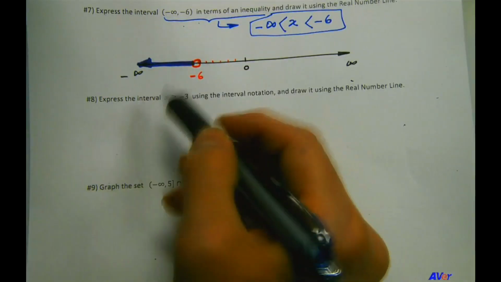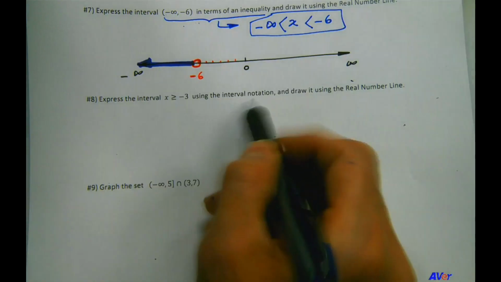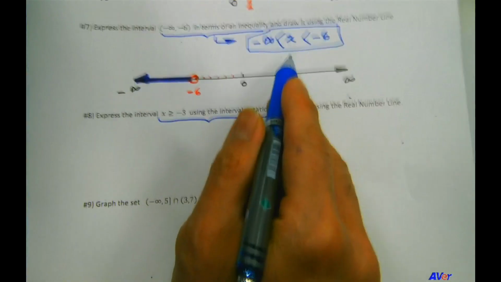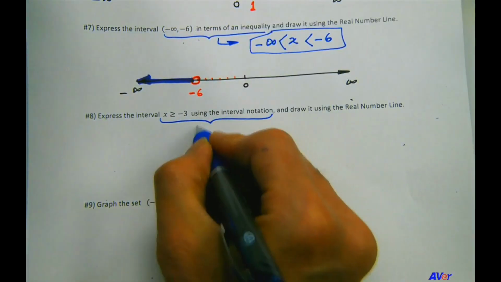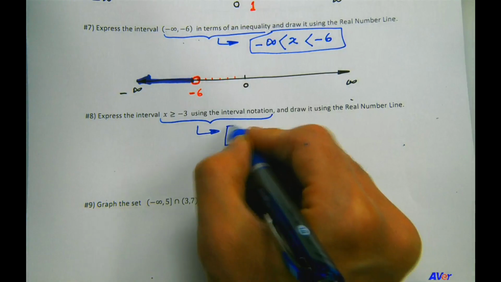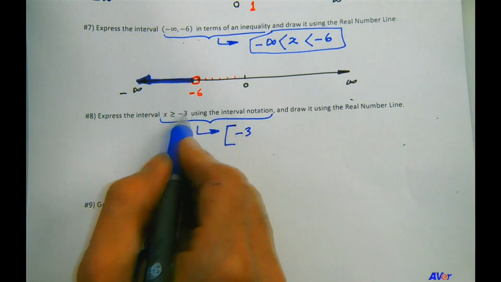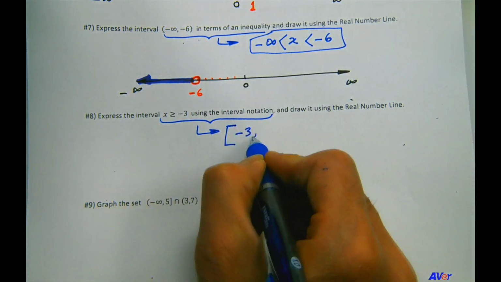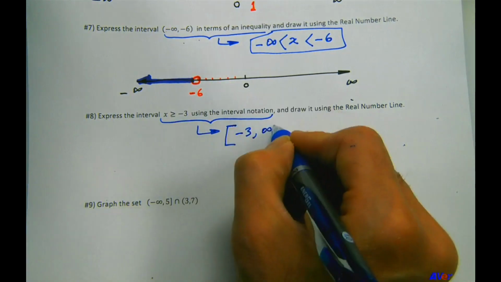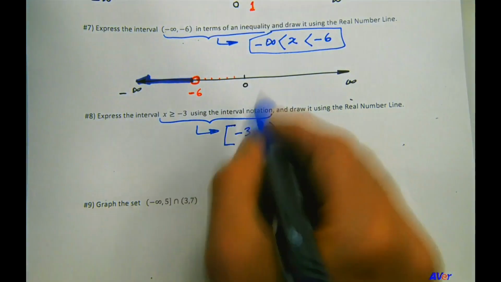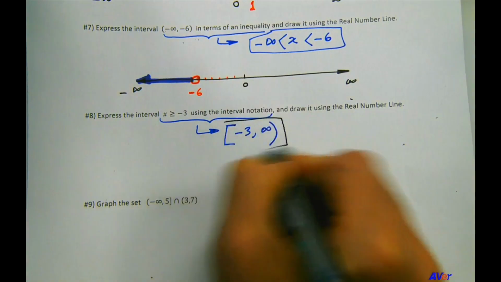And finally, these two. So express the interval using the interval notation. So interval notation is different than the inequality notation that we used here. So interval notation would be bracket, -3. Bracket because -3 is included. Because of this equality, it gets the bracket. -3, comma, anything greater than that. So positive infinity, and the infinity side always gets the parentheses, like that. So that is our interval notation for that.